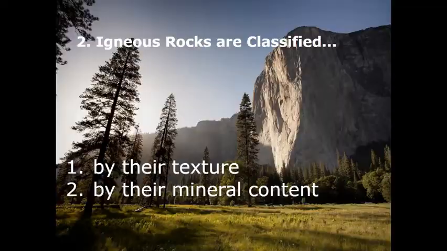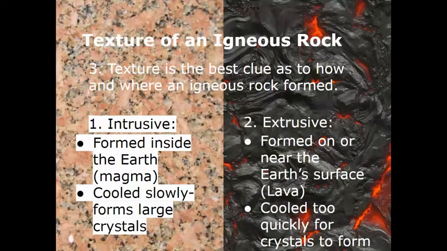So let's take a look at texture. There are two textures for an igneous rock. We have intrusive and extrusive. Intrusive igneous rocks are formed on the inside of the earth, and they're formed from what we call magma, which is just liquid rock that is beneath the earth's surface. Because they are beneath the Earth's surface, the Earth's crust acts as an insulator, allowing that magma to cool slowly. And as it cools slowly, that gives the minerals time to form very large crystals in the rock.